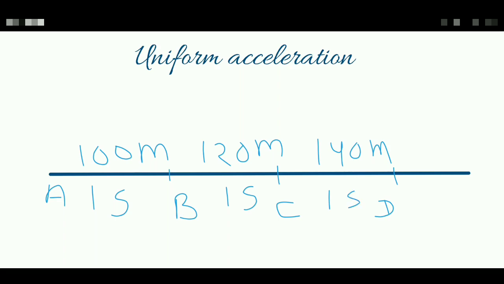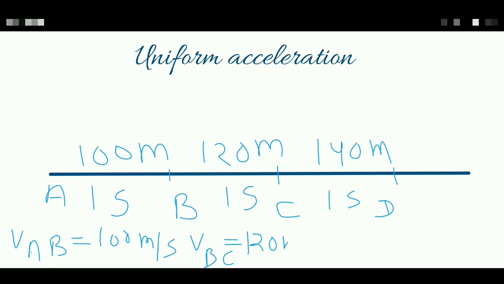Okay, if we find the velocity of each cross section, can I write V of AB? Velocity of the AB cross section is 100 meter per second. Velocity of BC will be 120 meter per second. Velocity of CD is 140 meter per second. So now student, can you tell me what you are observing? We are observing that velocity is increasing.